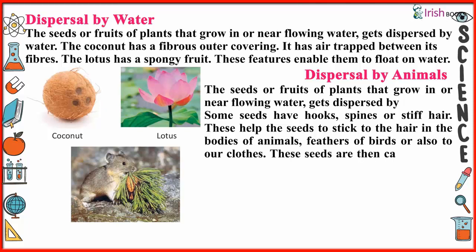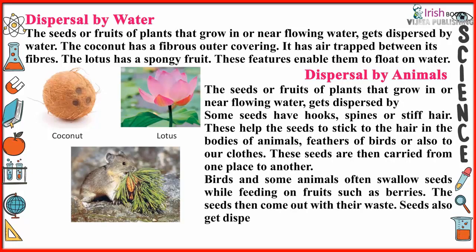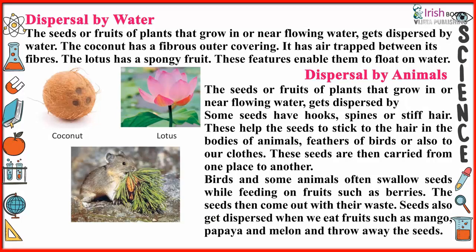Birds and some animals often swallow seeds while feeding on fruits, such as berries. The seeds then come out with their waste. Seeds also get dispersed when we eat fruits such as mango, papaya, and melon and throw away the seeds.